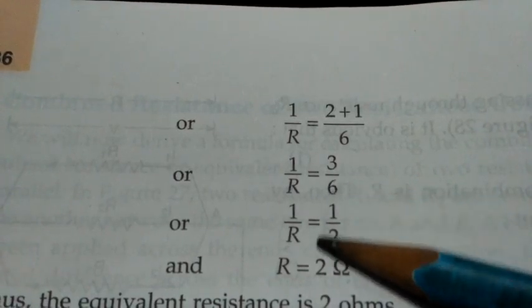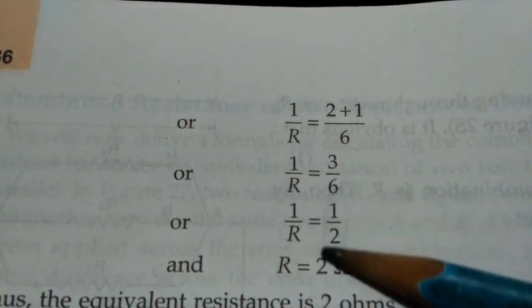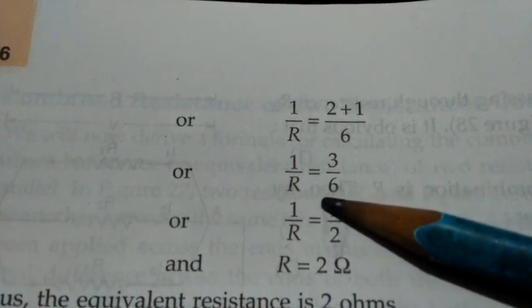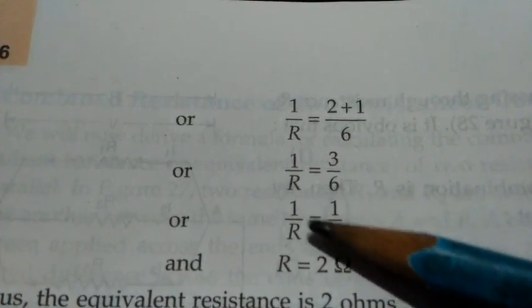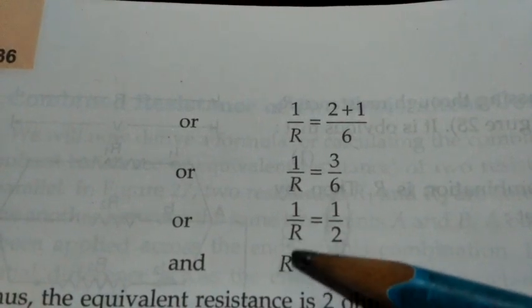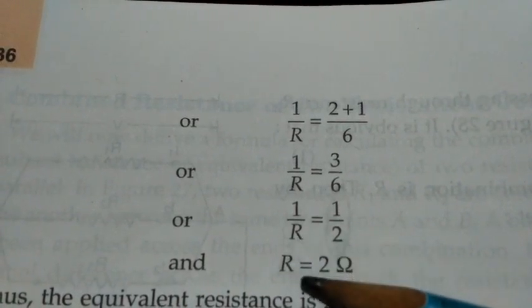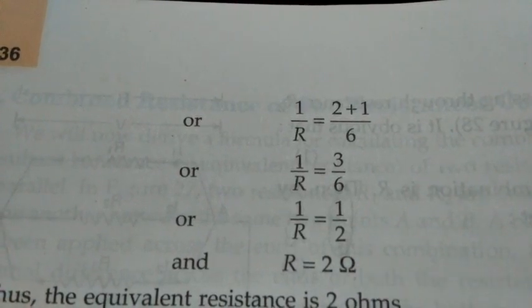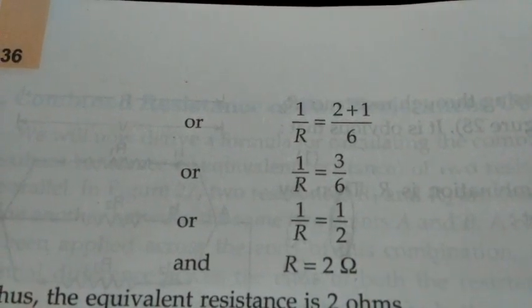By solving we have got 1 upon 2, but 1 upon 2 is not the total resistance in the parallel circuit, because here 1 upon R is given. So when we have to find R, R equals what? 2 ohm. So 2 ohm is the total resistance in that parallel combination.